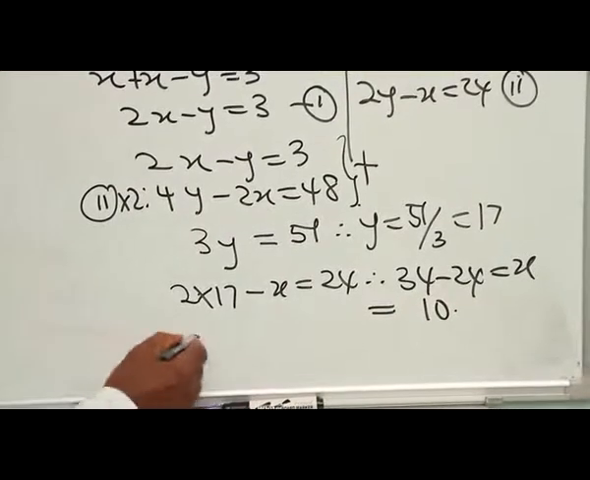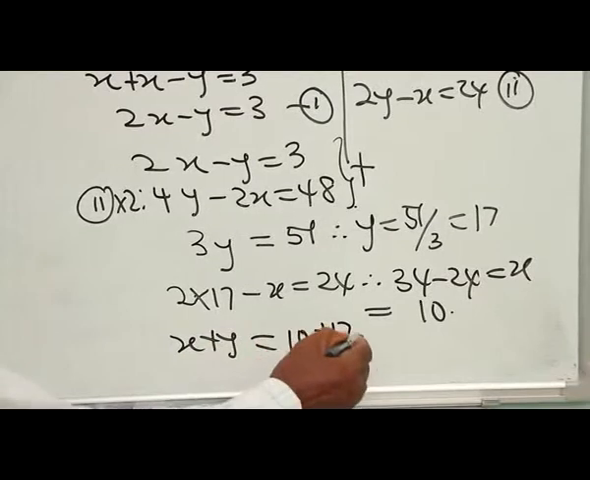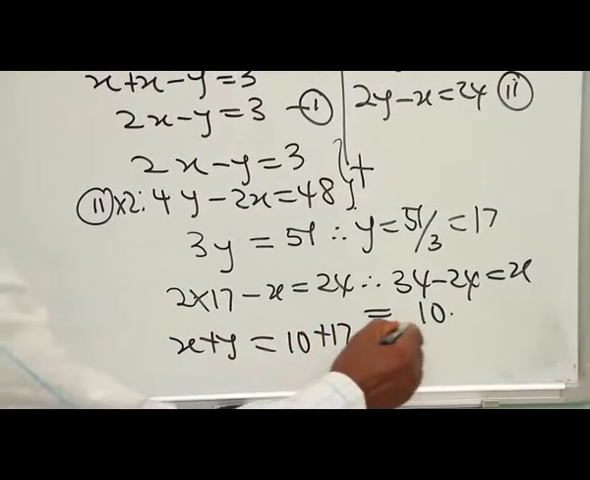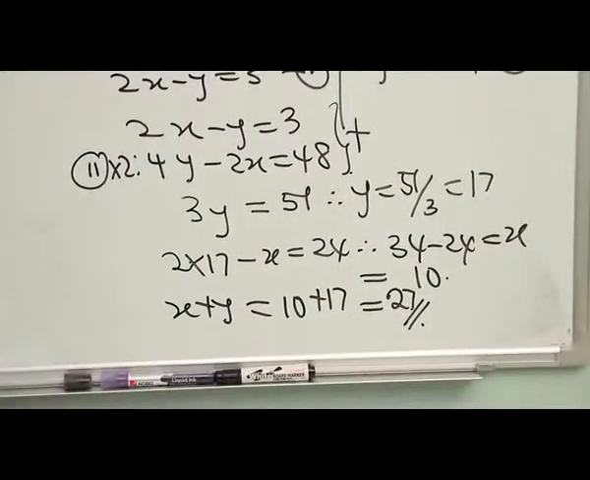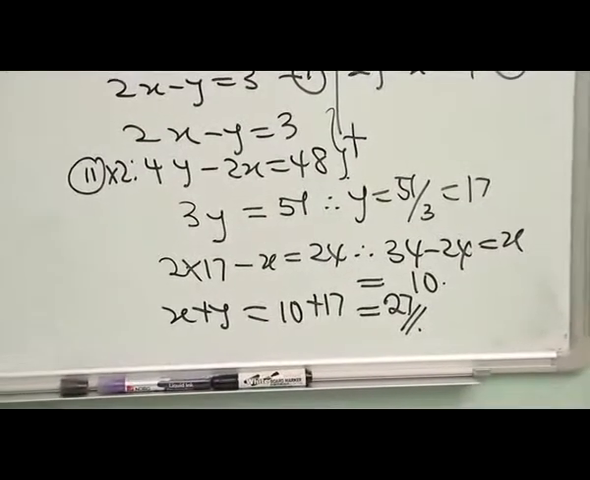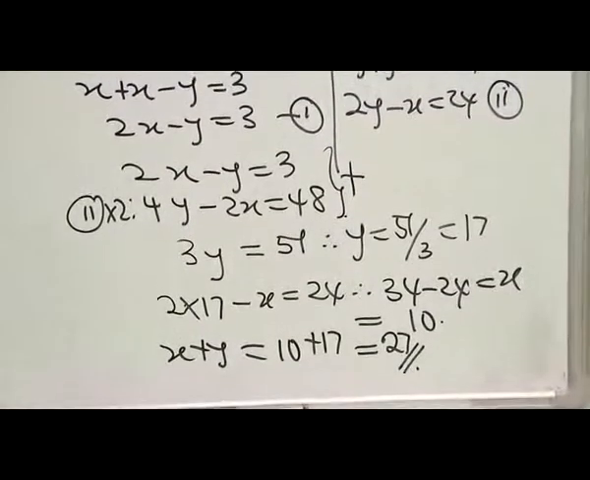So we're looking for s plus y, and that means 10 plus 17. And the final answer is equal to 27. So in this case, we have been able to find the value of s plus y, which is 10 plus 17, equal to 27.